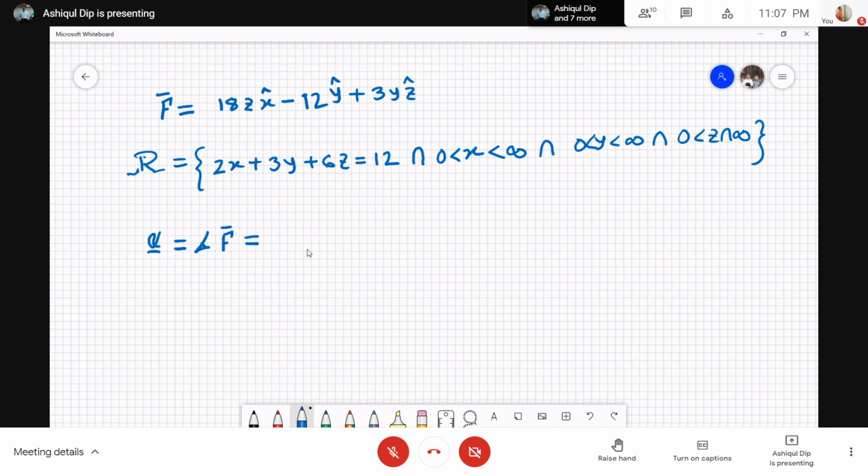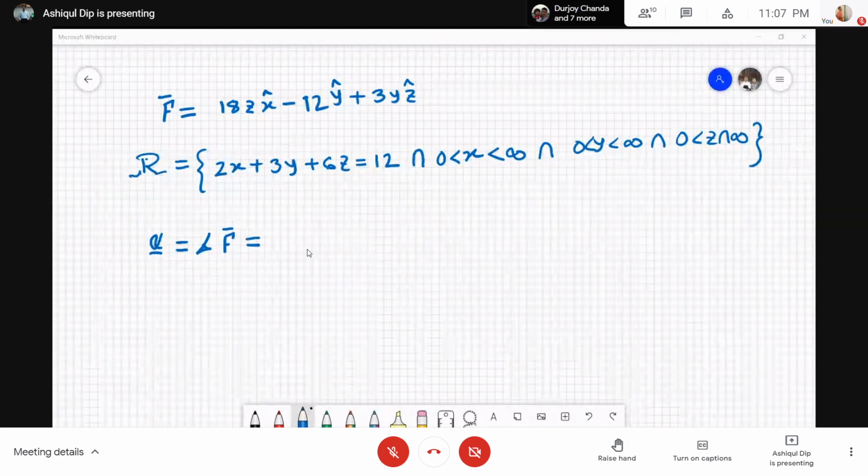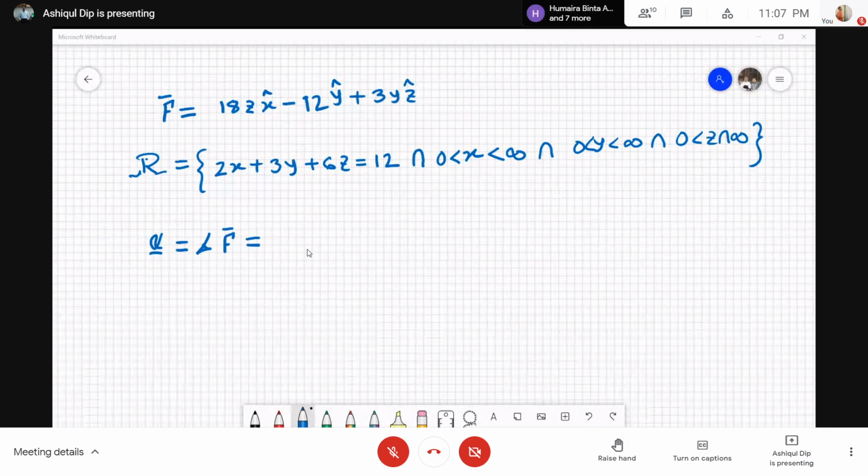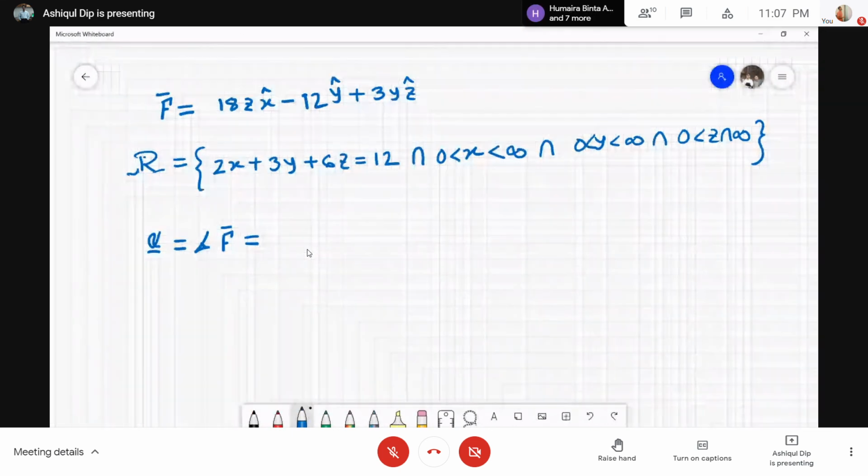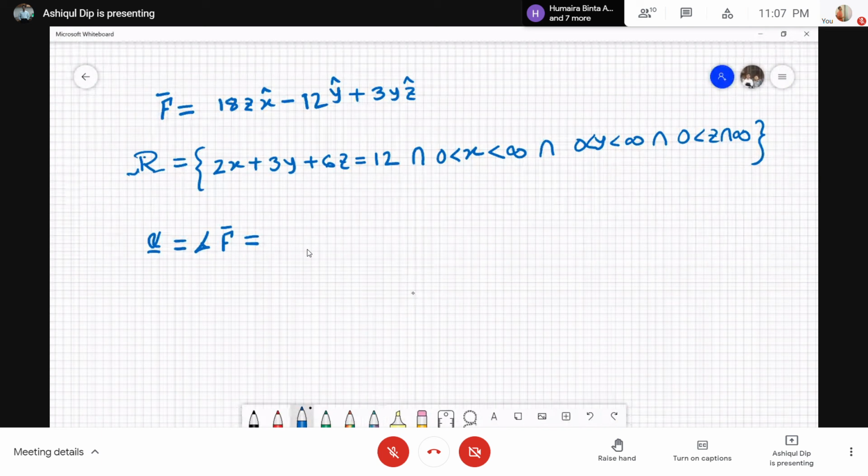And it's a Cartesian coordinate system. What will you get? The metric answer will be the same. Arafat, can you tell me what it will be? It will be 18z dx minus 12 dy plus 3y dz.